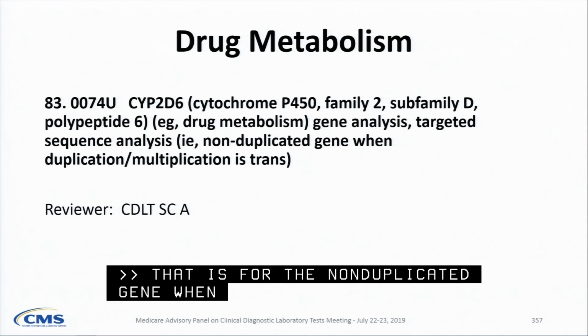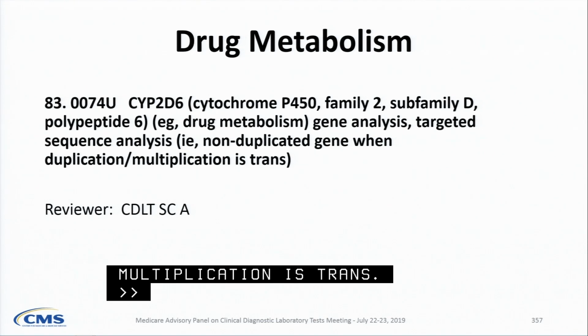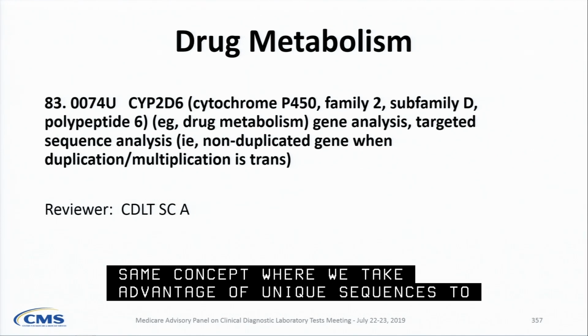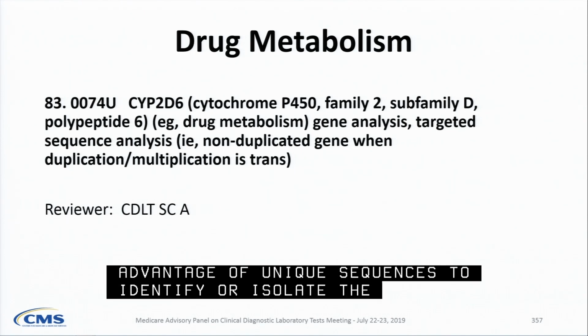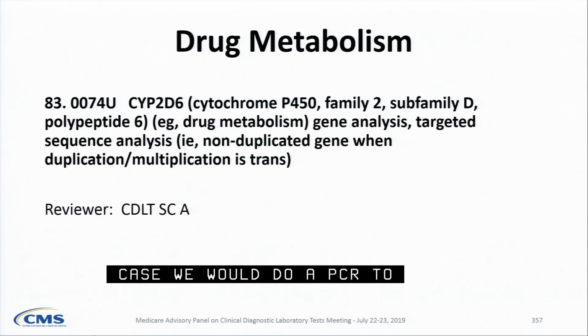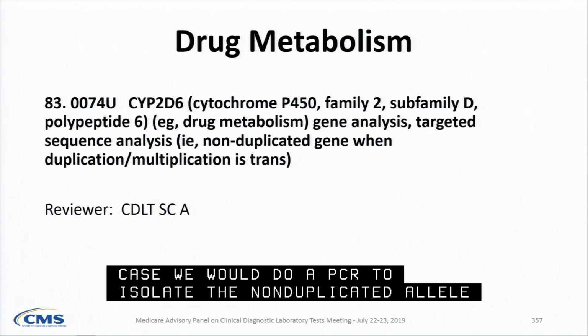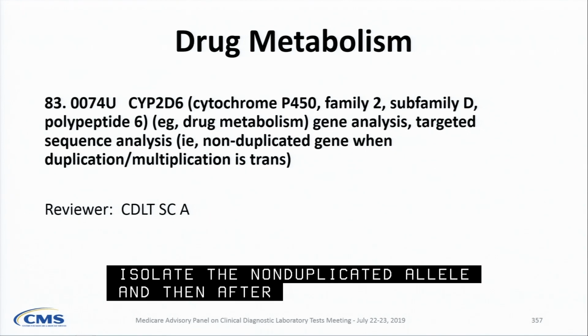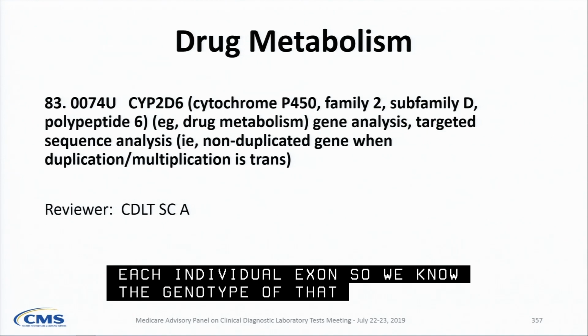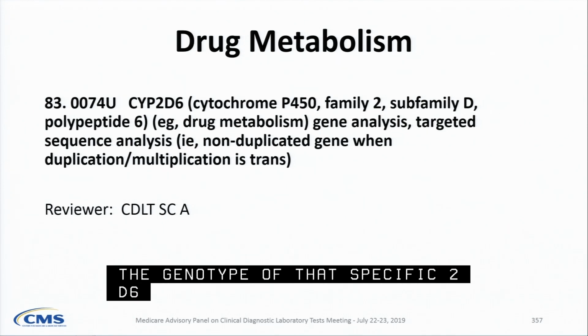Yeah, so for that particular sequencing assay, it's the same sort of concept where we're taking advantage of unique sequences to identify or isolate that non-duplicated allele. And in that case, we also would do a PCR reaction to isolate first that non-duplicated allele. And then after that, we sequence each individual exon so that we know the actual genotype and haplotype of that specific CYP2D6 gene. So it's the entire gene that would be sequenced again in that situation. Okay. Dr. Lyon?